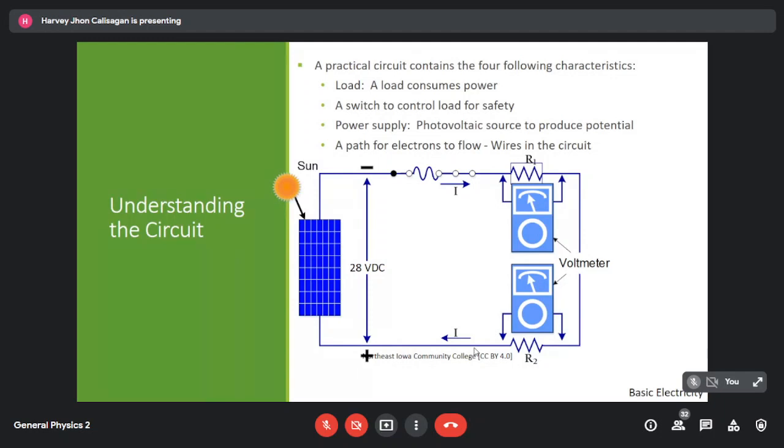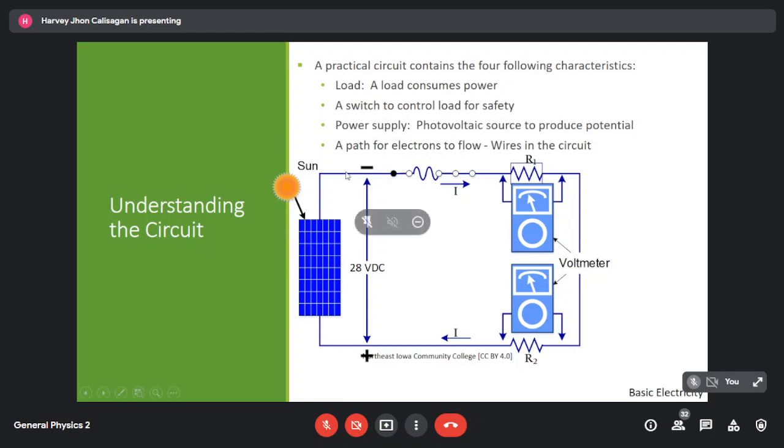We also have the power supply. The best example that we have here is a photovoltaic source to produce a potential voltage power. Okay, so a photovoltaic source is somewhat like, for example, this solar panel. The source of the light is the source of the power supply, and then we have a path for electrons to flow. This is what we call wire.